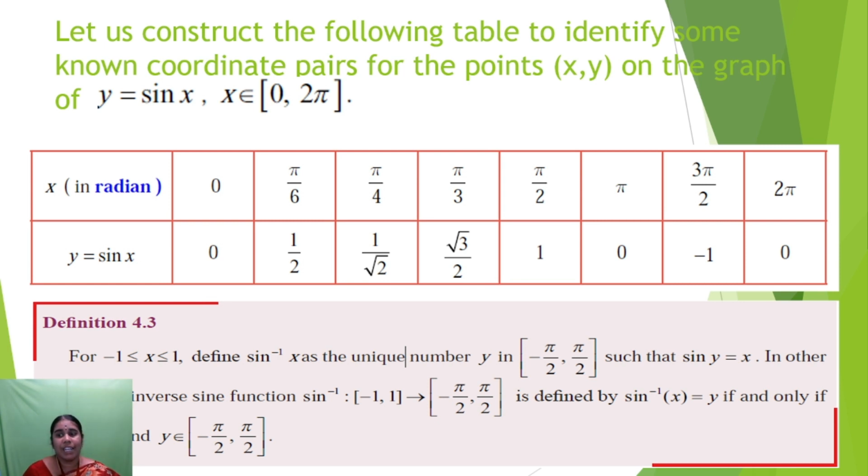In the interval, at 3 pi by 2, it takes the value as minus. Second definition for sine inverse of x: for x lying between minus 1 to plus 1, we define sine inverse of x as a unique number y in the range of minus pi by 2 to plus pi by 2, such that sine y is equal to x. In other words, sine inverse of x is a function from minus 1 to 1 to minus pi by 2 to pi by 2. It is defined by sine inverse of x is equal to y, where sine y is equal to x and y belongs to minus pi by 2 to plus pi by 2.